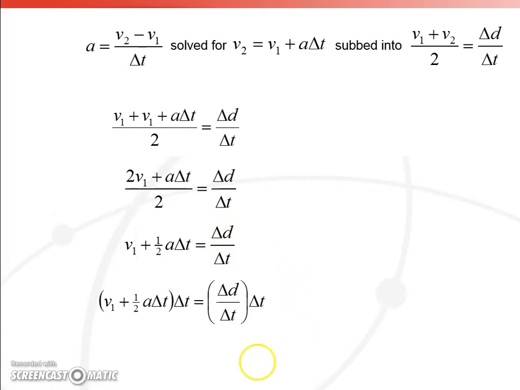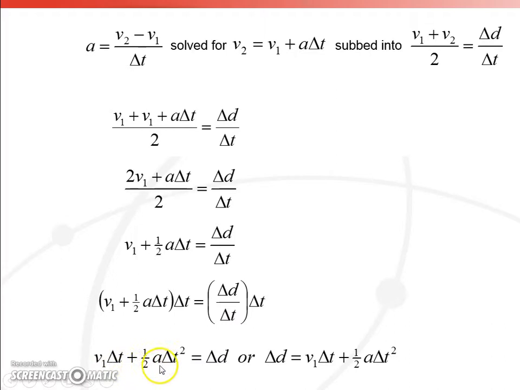And then we can, of course, get rid of the delta t term on the right-hand side by multiplying both sides of the expression by delta t. When we're finished, we get v1 delta t plus 1/2 a delta t squared equals delta d, or we can reverse that and we get the expression that we need. Delta d equals v1 delta t plus 1/2 a delta t squared, just like we did from our geometry solution.